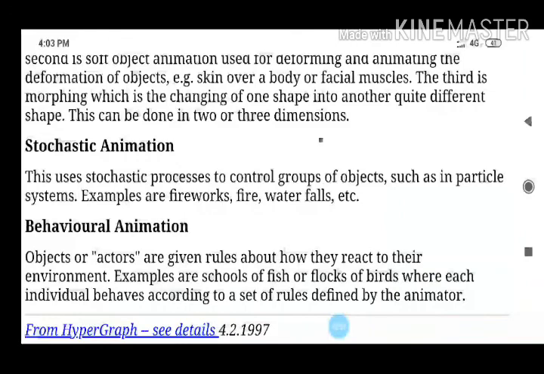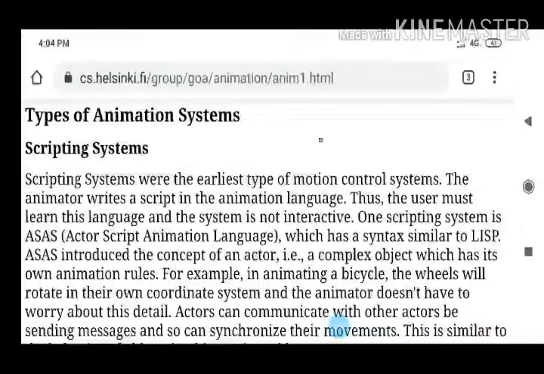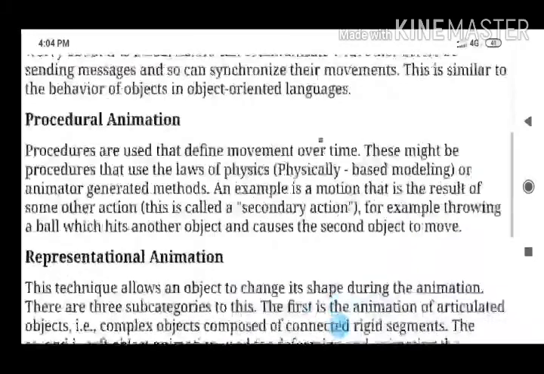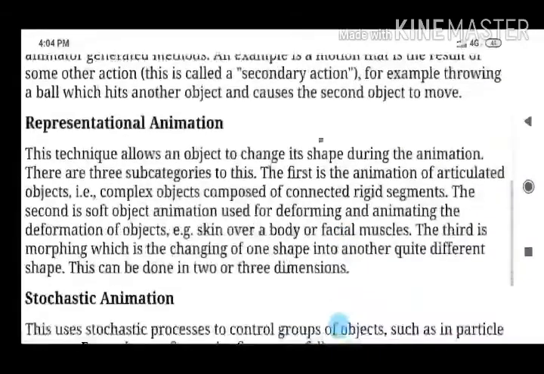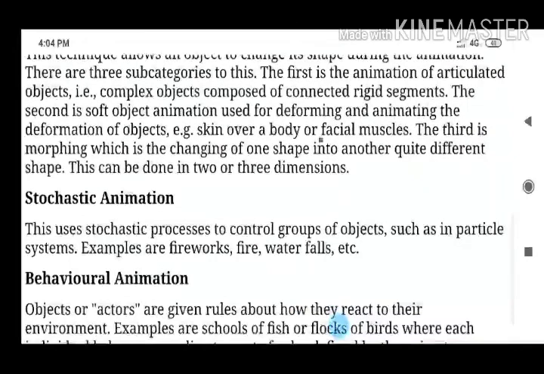So we have seen the types of animation systems. The first one is the script system. It explains everything through script. The second one is procedural animation. The third one is representational animation. The fourth one is stochastic animation. And the fifth one is behavioral animation. These are all the 5 types of animation control systems.